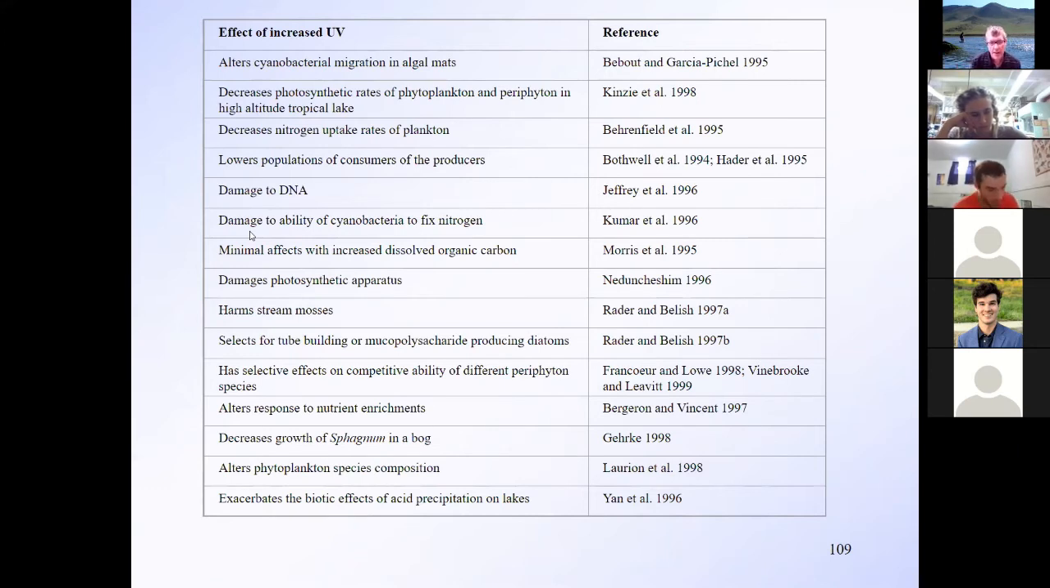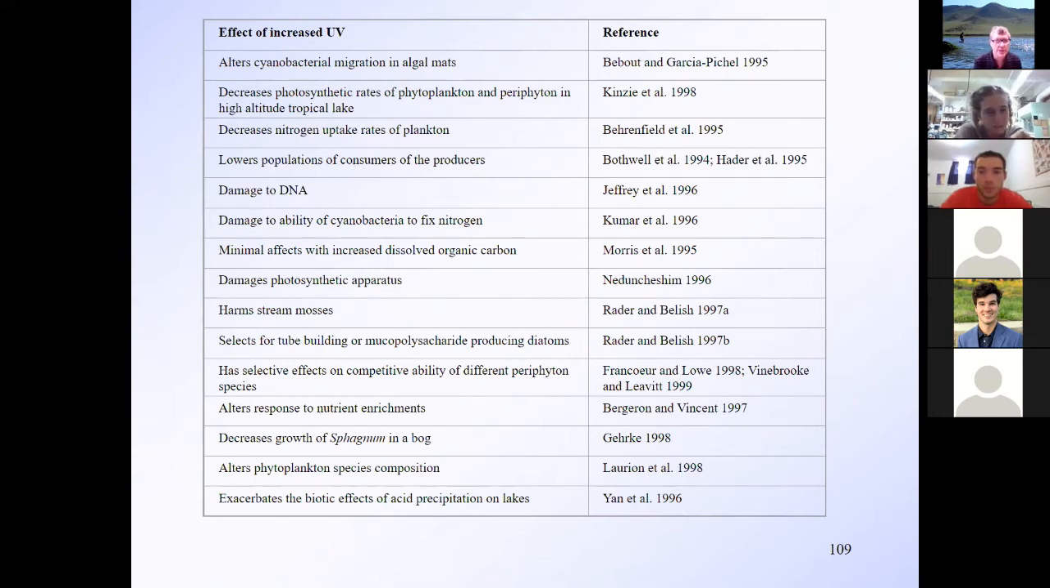And then to add on to the problem, nitrogen pollution is causing nitrous oxide, and we'll get at the mechanisms of that, to enter the atmosphere at greater rates, and that's decreasing the ozone throughout the entire world, in addition to it being a greenhouse gas. So decreased photosynthetic rates of phytoplankton and periphyton in high altitude lakes. They're getting exposed to more UV already, and if you up that even more, they're going to get more effect. Lower nitrogen uptake rates, lower populations of consumers, of the producers.